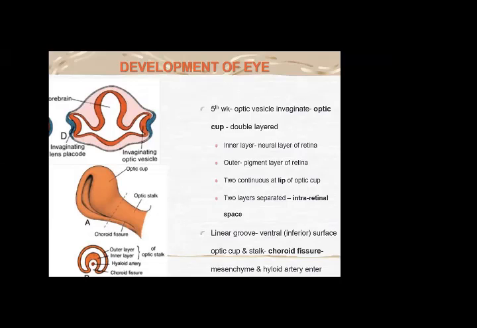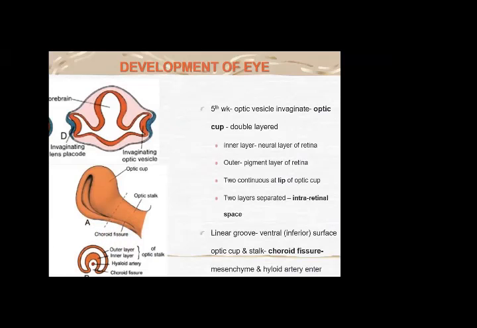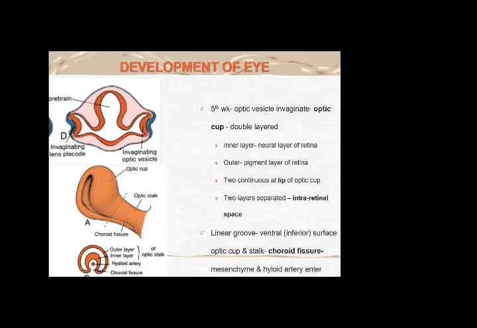Continuing with the eye, not the individual parts of the eye. So by the fourth week, we have the optic vesicle coming in contact with the surface ectoderm, and we also have the thickening of surface ectoderm to form the lens placode. These were the events in the fourth week.